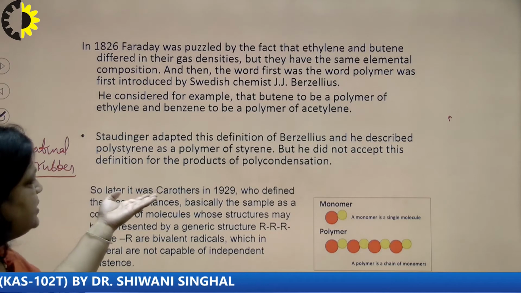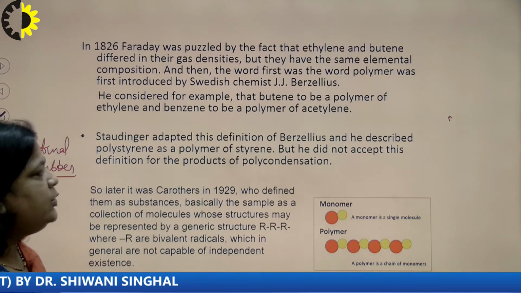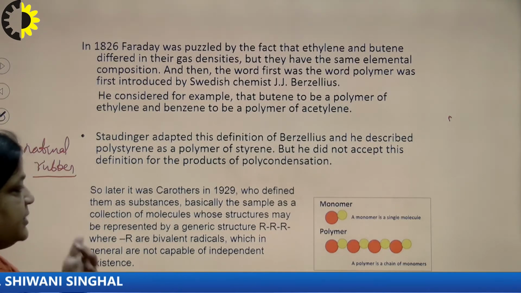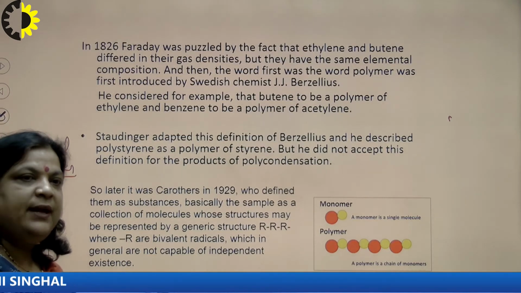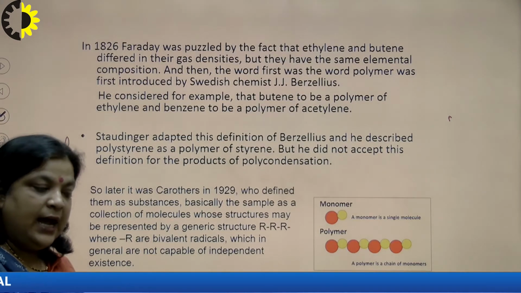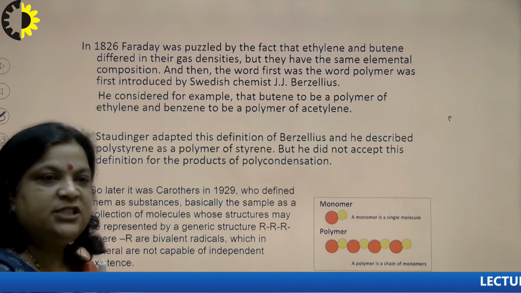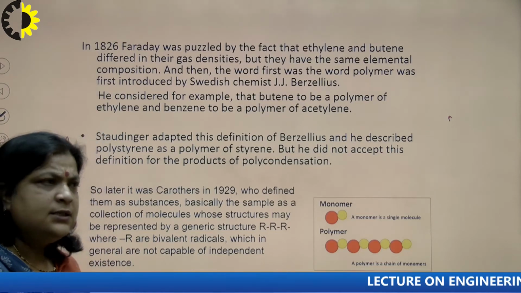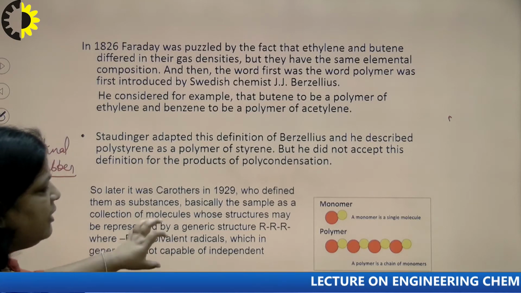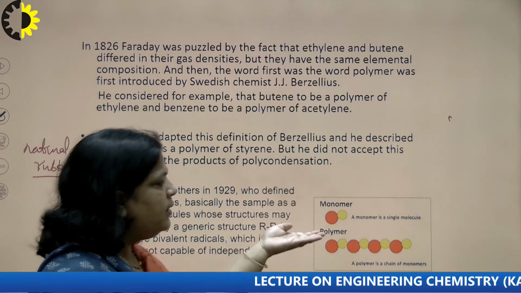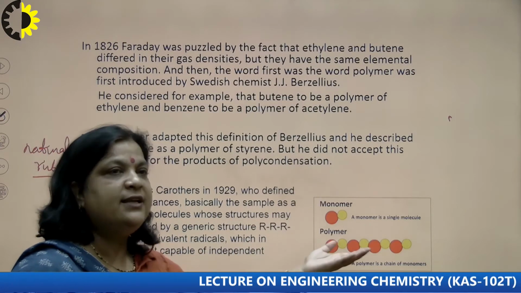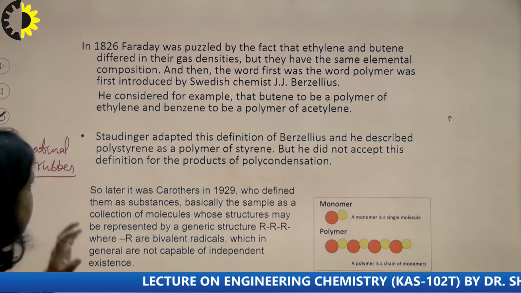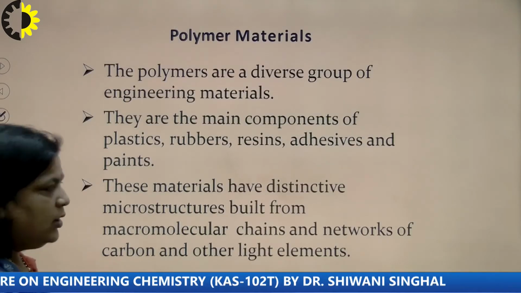Later, it was Carothers in 1929 who defined the substance, basically the sample, as a collection of molecules which can be represented in the form of a chain like R-R-R, where R must be bivalent. So this was the discovery, and after this the terms monomer, polymer, polymerization and various other terms became known.